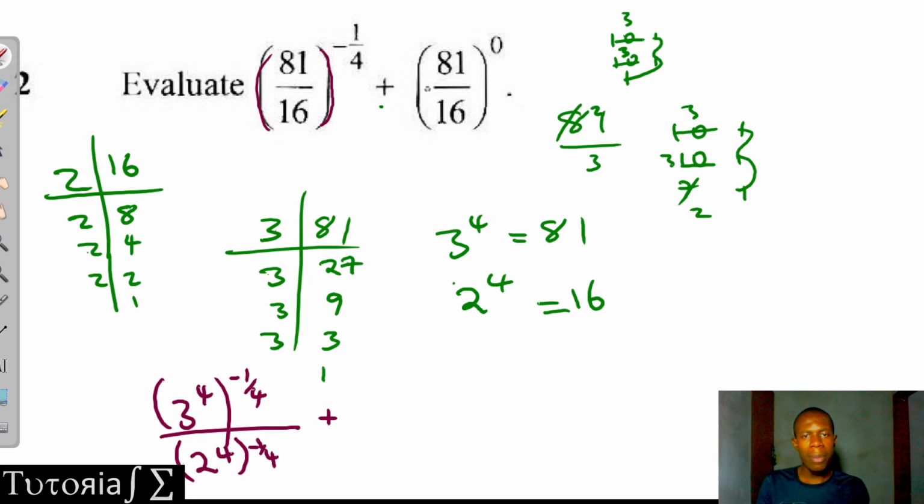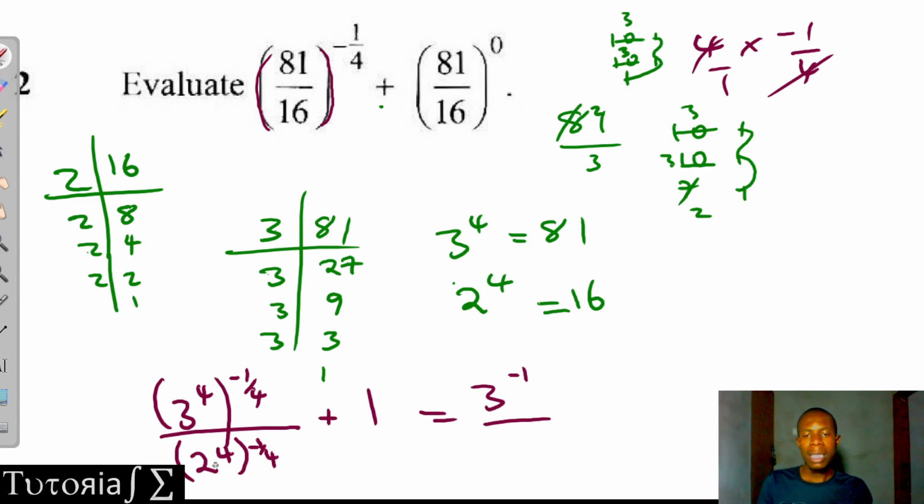We know that any number to the power 0, this will be 1. So this 3 to the power 4 times that, it will simply be equal to 3 to the power negative 1. So it will cancel out. Because we have 4, so this is simply multiplication. So 4 times negative 1 over 4. So this and that will cancel out. So we remain with 1. Same applies down here. 4 will be 2. So the 4 and the negative 1 over 4 will cancel out and negative 1. Then we have plus 1.